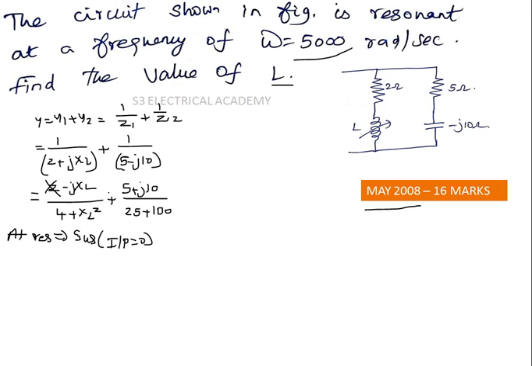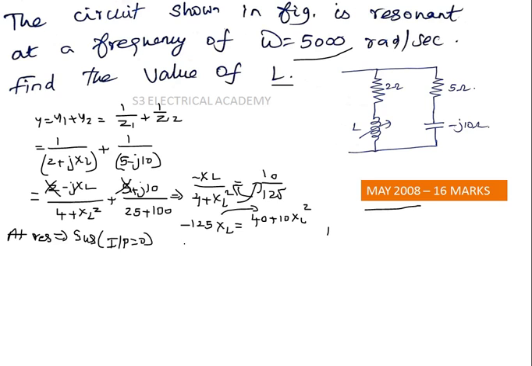So ignore the real part. Now the remaining part will be minus XL by 4 plus XL square, which should be equal to 10 divided by 125. Now cross multiply these two. Minus 125 XL should be equal to 40 plus 10 XL square. Take this term to the right side. 10 XL square plus 125 XL plus 40 should be equal to 0. We have to determine the roots of this quadratic equation.